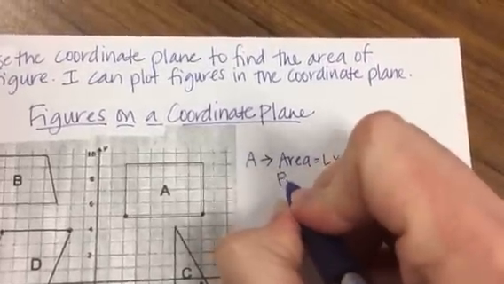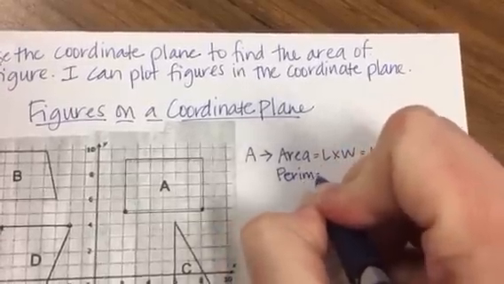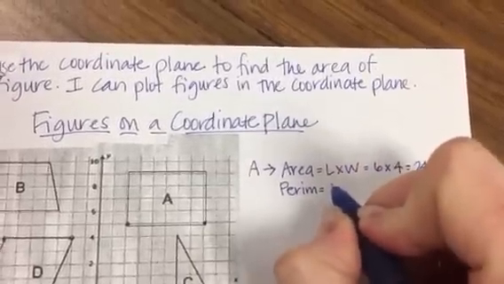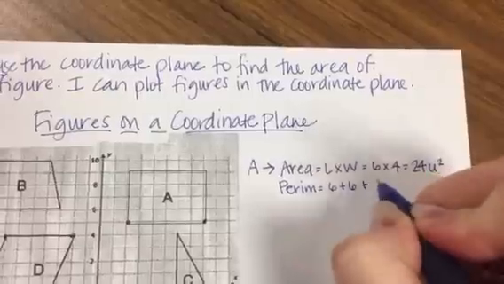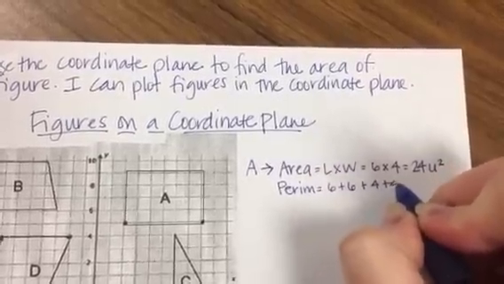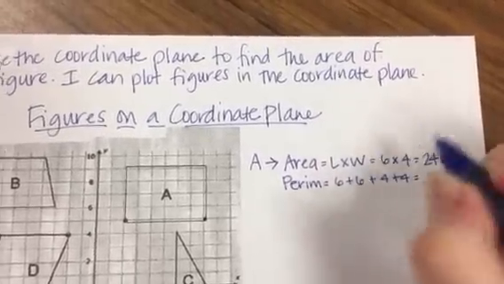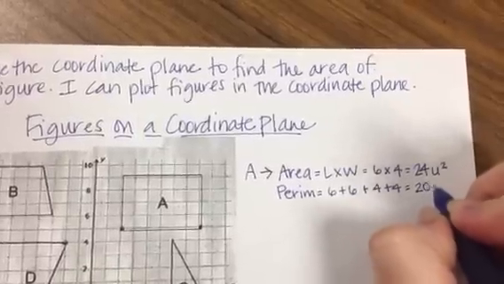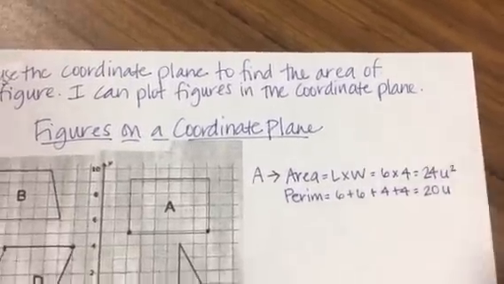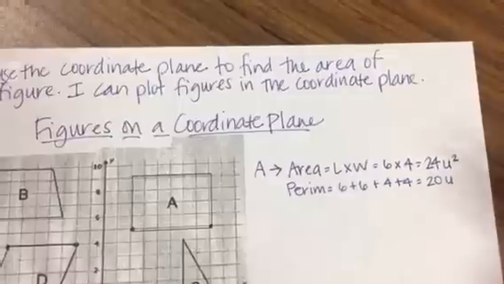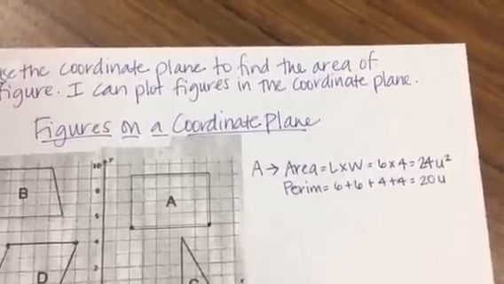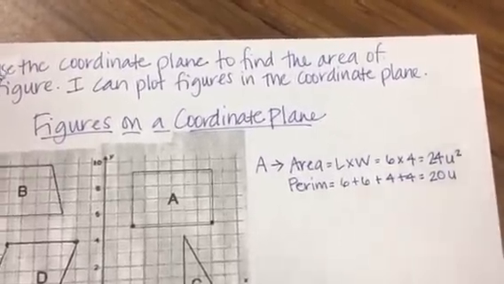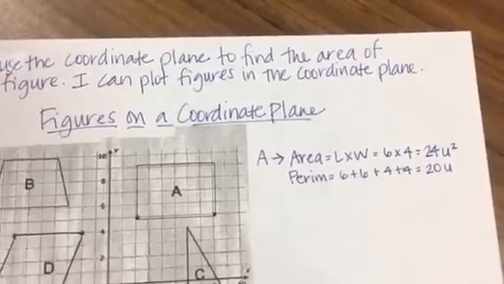If I ask you to find the perimeter, then you would just add them all up. So we would do 6 plus 6 plus 4 plus 4. Of course that would give me a total of 20 units if we just do basic addition. So we're not going to do perimeter and area on all of these, but I just wanted you to see that those are the two ways that you would do those.